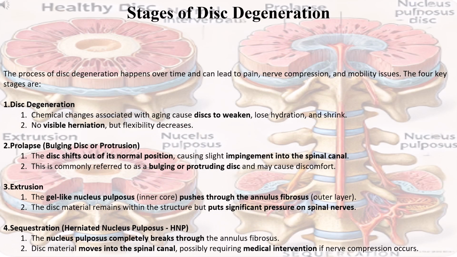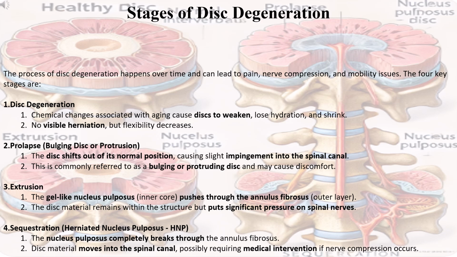The process of disc degeneration happens over time and can lead to pain, nerve compression, and mobility issues. The 4 key stages are: disc degeneration. Chemical changes associated with aging cause discs to weaken, lose hydration, and shrink. No visible herniation, but flexibility decreases.